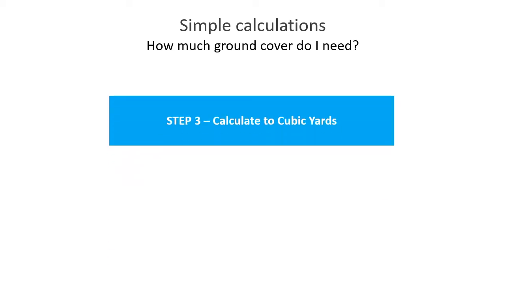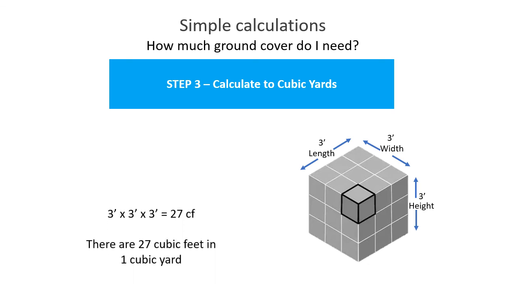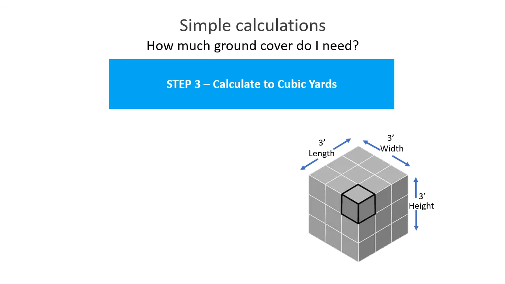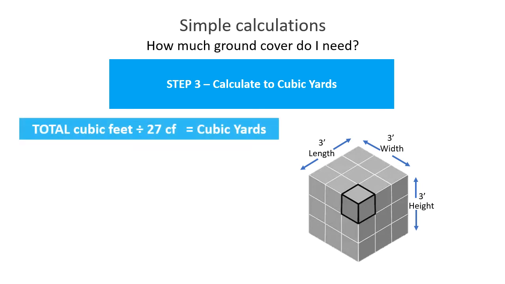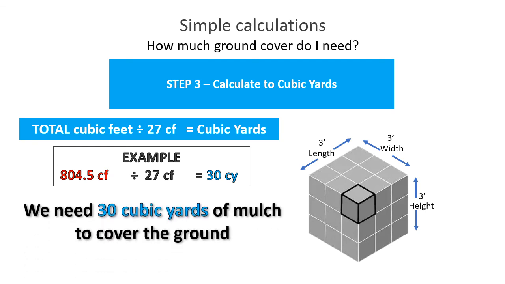Finally, calculate how many cubic yards. Just like finding cubic yards for dirt and gravel, we will take the total cubic feet from step 2 and divide by 27 cubic feet to get the total cubic yards needed. Our example is 804.5 cubic feet divided by 27 cubic feet is 30 cubic yards. We need 30 cubic yards of mulch to cover our garden grounds.